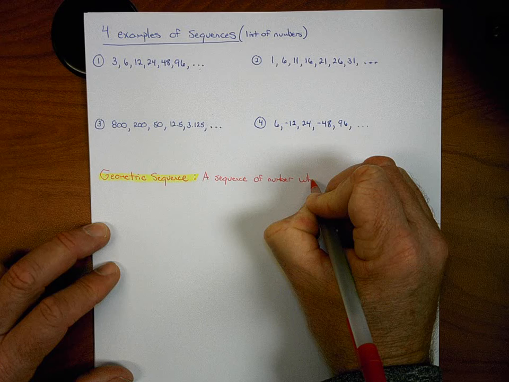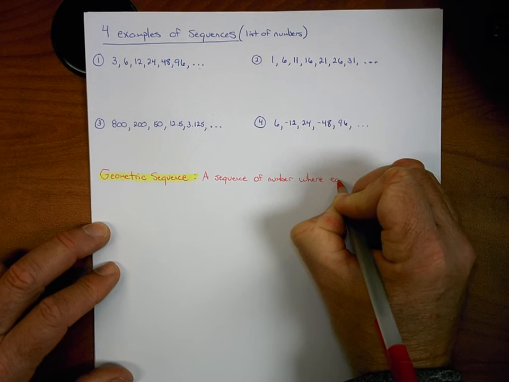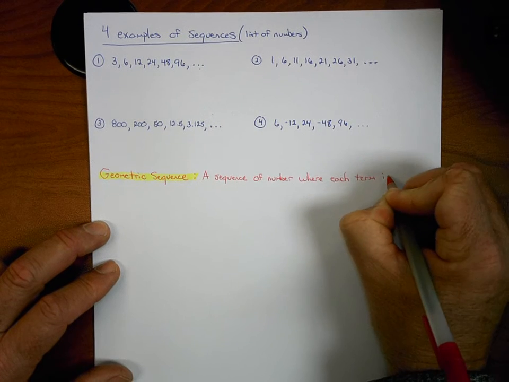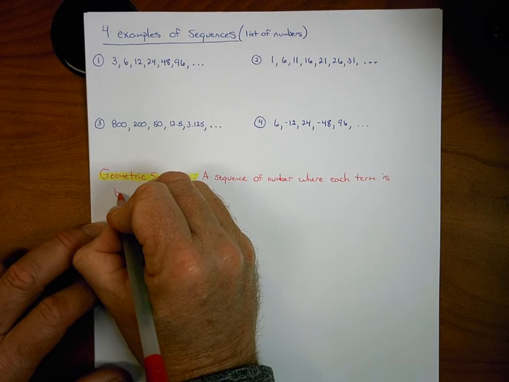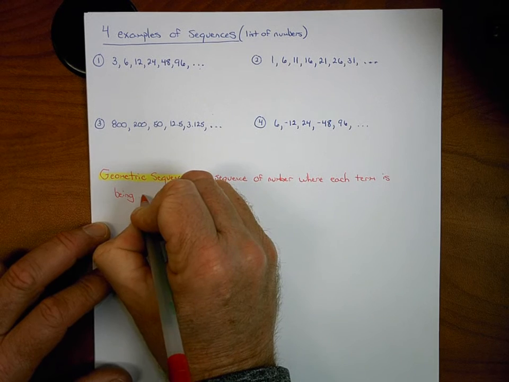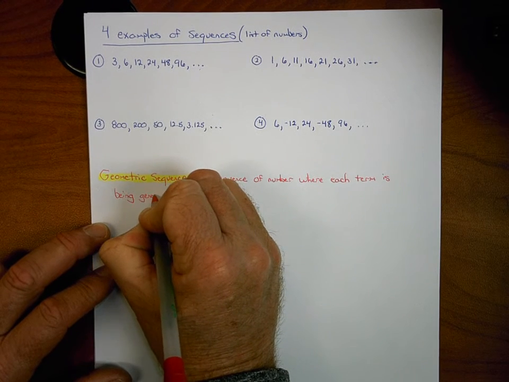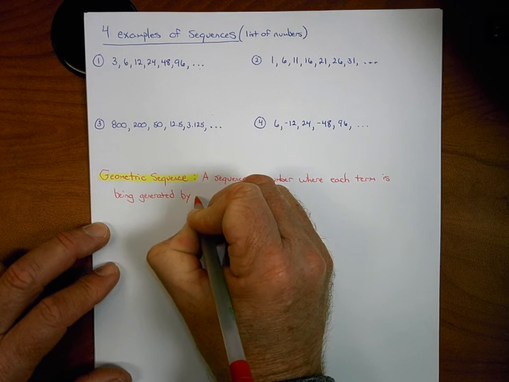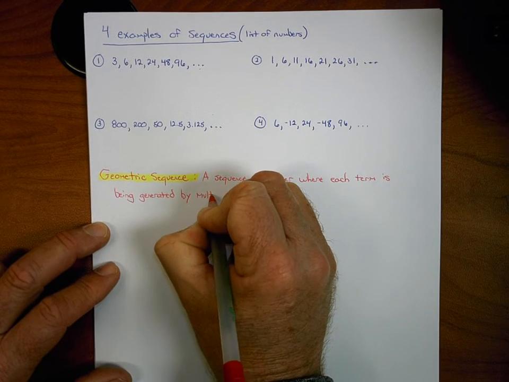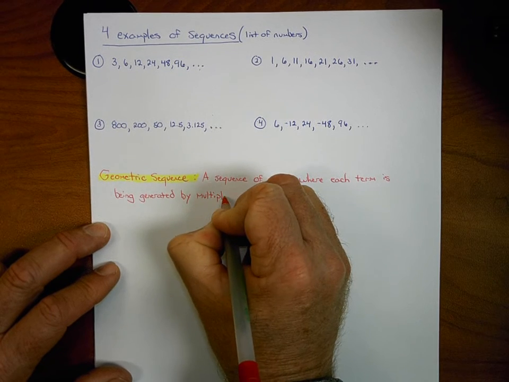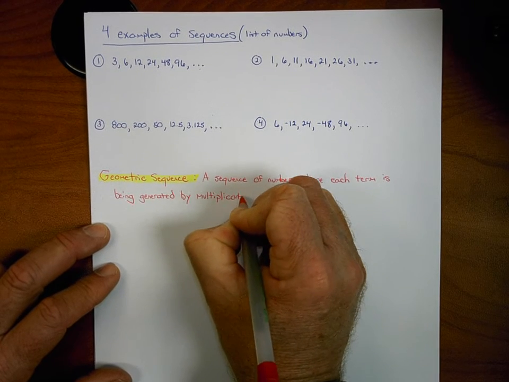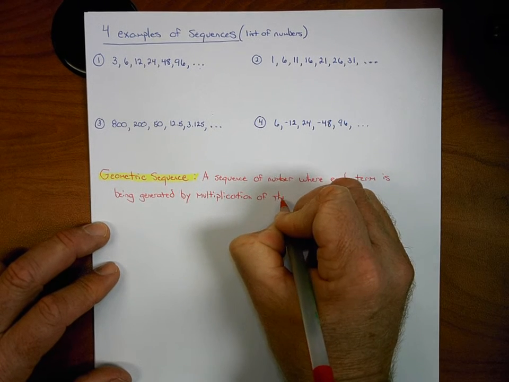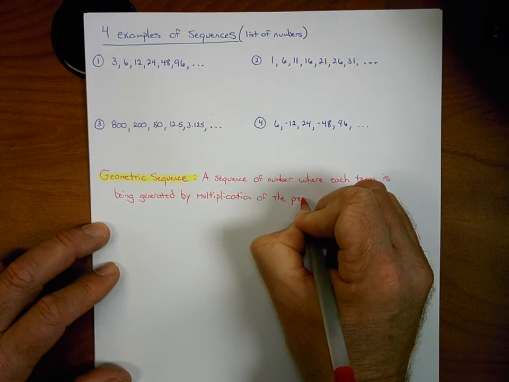Okay, so a geometric sequence is a sequence of numbers where each term is being generated by multiplication of the previous term. Okay, of the previous term.